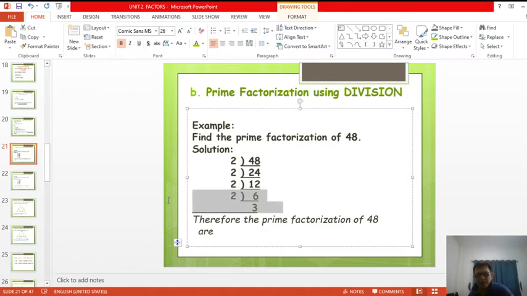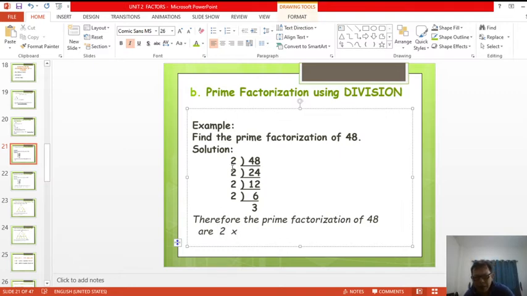So now, look at this. Is 3 a prime number? The answer is yes. If it's a prime number, then you stop. There's nothing else you can do about that. So here, your prime factorization will be 1, 2, 3, 4. Please watch it, because you'll be confused if you don't watch.